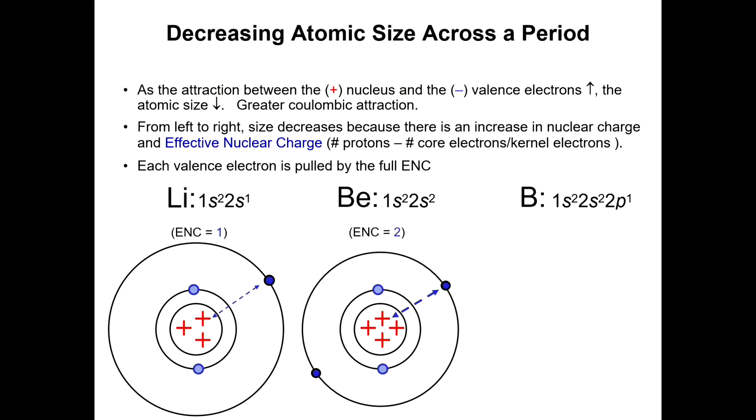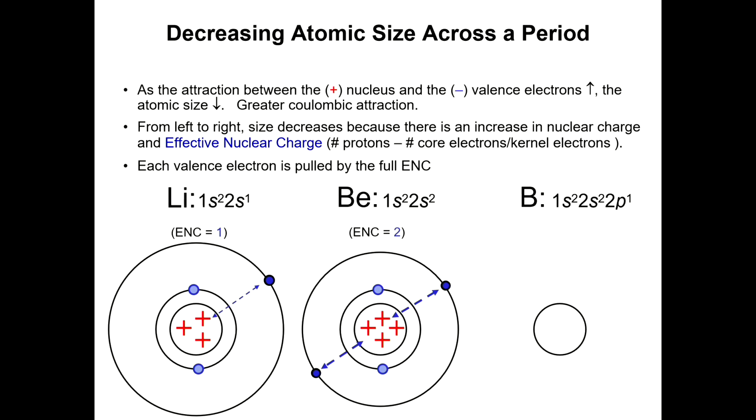In this case, we know if the ENC number, this value, is larger, so the attraction between the nucleus and the valence electrons is stronger. So this is why the size of this atom is smaller than this one.